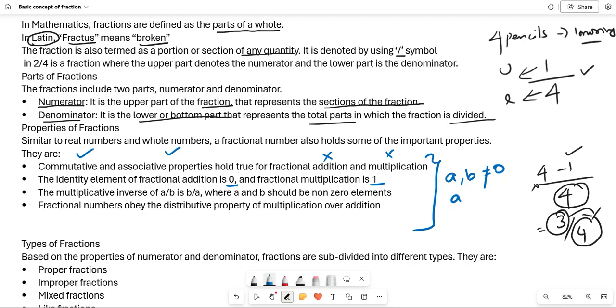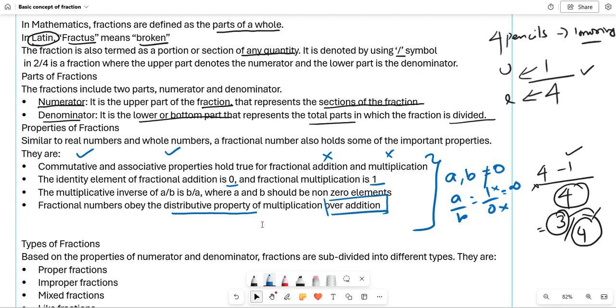Sometimes if a by b is a fraction like 1 by 0, the term goes to infinity. That's why we don't use 0 in the numerator as well as the denominator. Fraction numbers obey the distributive property of multiplication over addition.